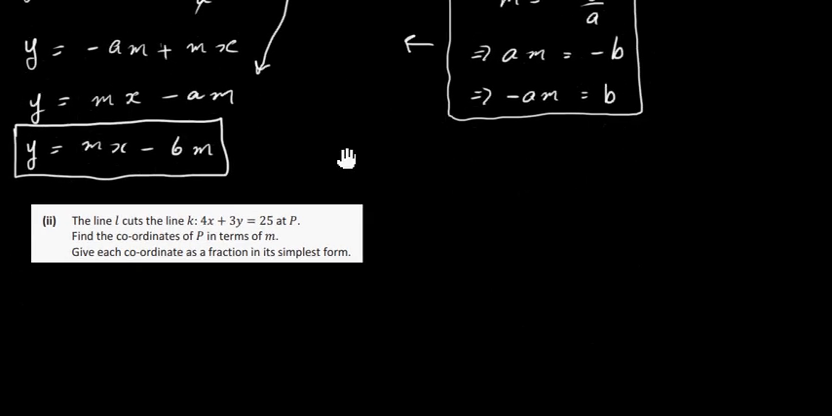Okay, so let's look at number 2 then, part 2b. We have another line L, the line L that we worked out in part 1, and it cuts a line K, which is another line, 4x plus 3y is equal to 25, at a point P. Find the coordinates of P. So this is really a simultaneous equations type question. We have two equations here. We have y is equal to mx minus 6m. That's our line L.